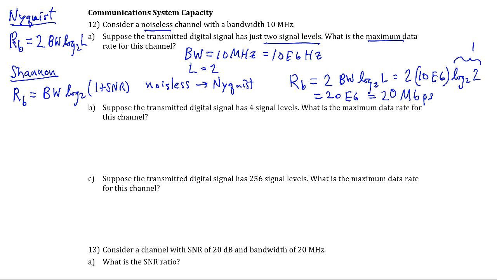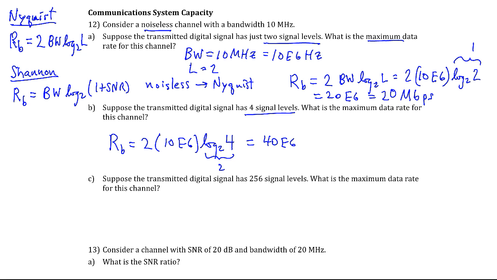Now we're going to move to L equals 4. What's the maximum data rate? Well, R_B is now 2 times 10 e to the 6th times the log base 2 of 4, which is 2. And so this gives us 4 times 10, or 40 e to the 6th, or 40 megabits per second. This is a bit rate, R_B, so when we get a number like 40E6, we give that units of bits per second, and the E6 gives us a mega, and so 40 megabits per second.